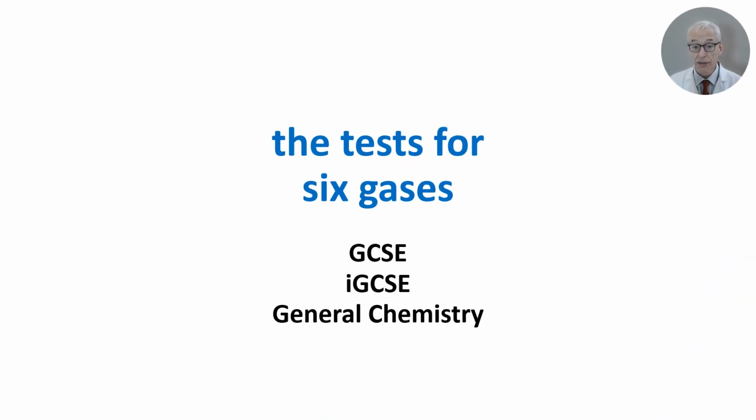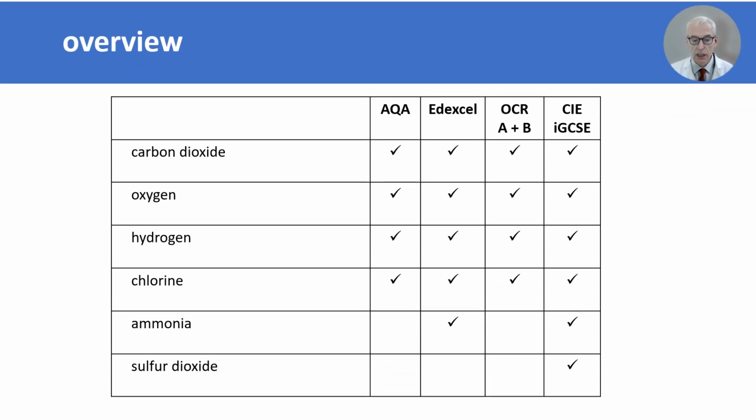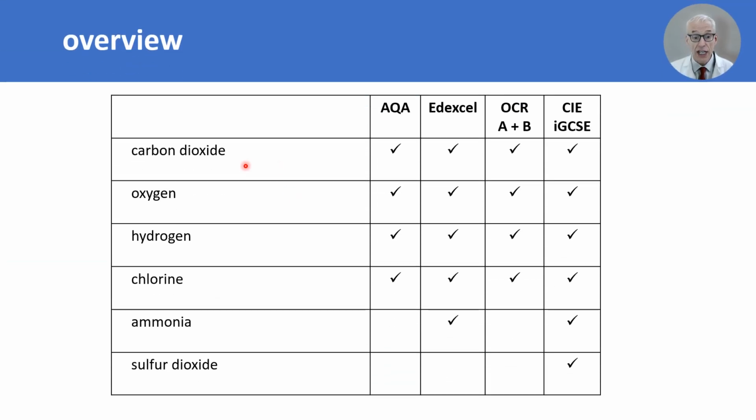Identifying tests for 6 gases: GCSE, iGCSE, and general chemistry. The 6 gases are carbon dioxide, oxygen, hydrogen, chlorine, ammonia, sulfur dioxide. Check against this grid whether your specification requires you to have knowledge of the test for that particular gas.